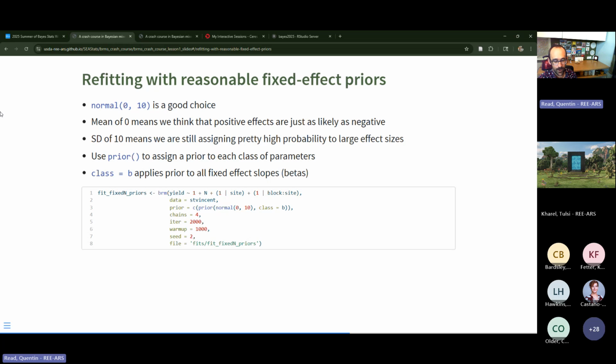And we've added that prior by putting this extra line in that says prior, and we said prior normal mean zero, standard deviation of 10, and class B. B refers to all fixed effects in the model other than the intercept. Everyone with me so far? This is review from last time.